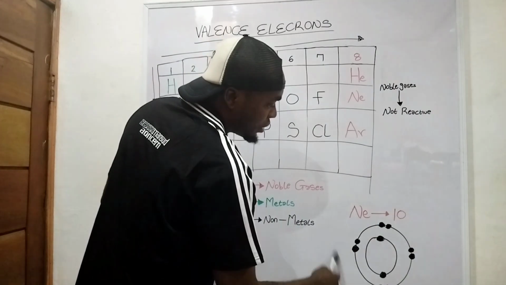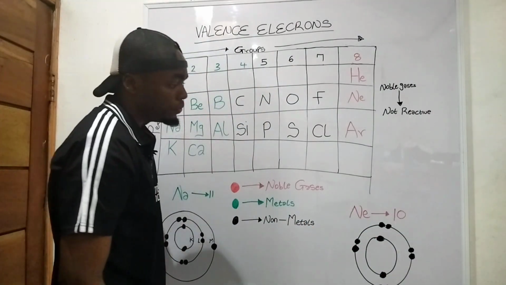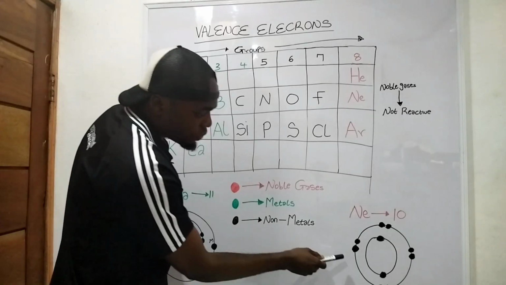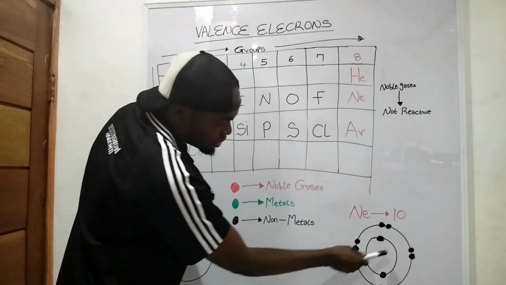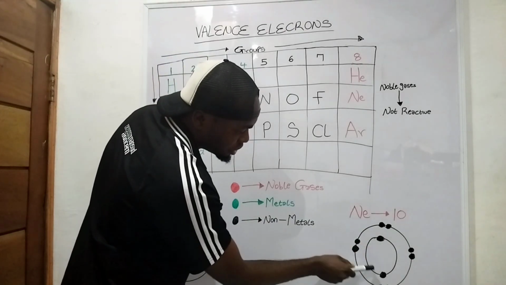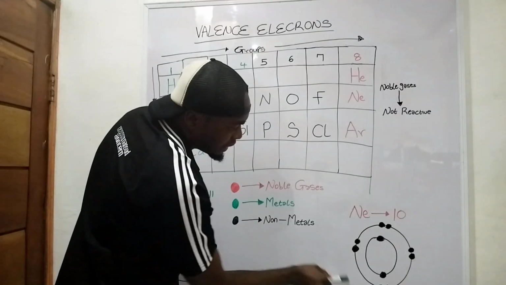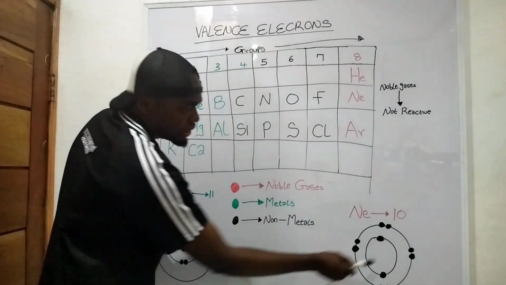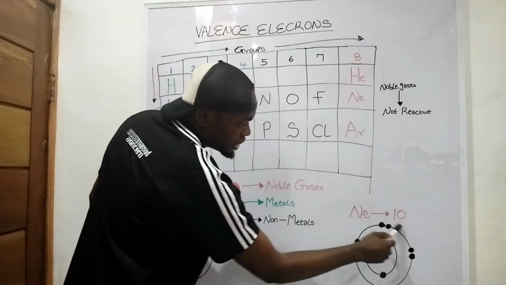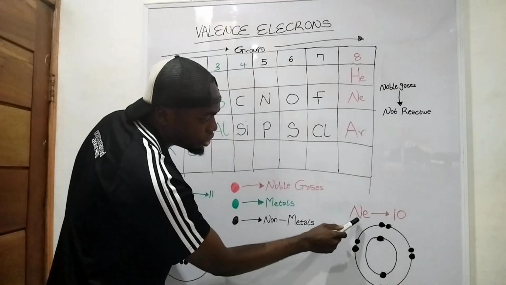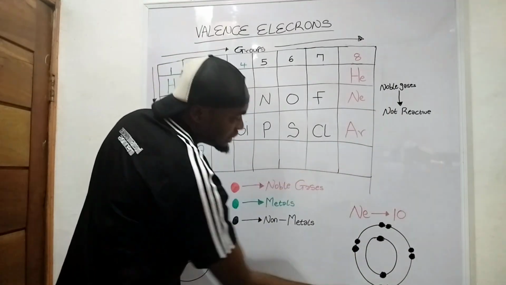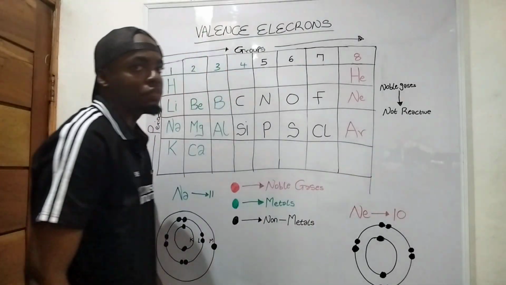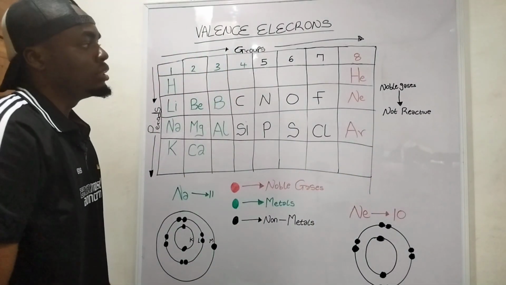If you take a look at this diagram now, this is the diagram of neon, and neon has 10 electrons. Now we drew the structure. If you take a look at this structure, the innermost shell took 2 electrons and the outermost shell took 8 electrons, making it a total of 10 electrons. That shows that the outermost shell of this particular element called neon, being a noble gas, is completely filled. That's why they are non-reactive, because their outermost shell is completely filled.